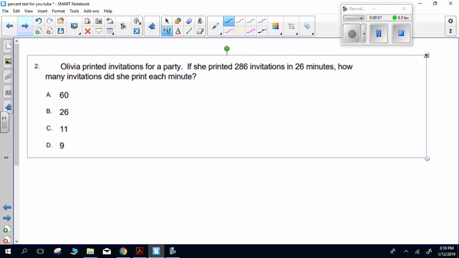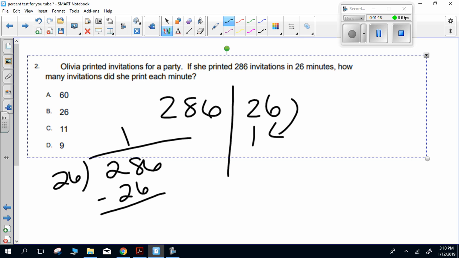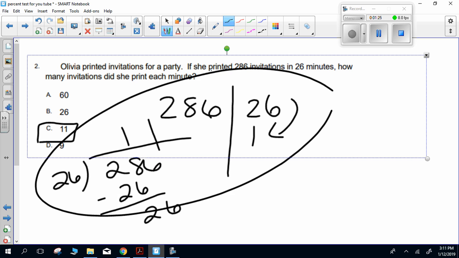Question 2. Olivia printed invitations for a party. If she printed 286 invitations in 26 minutes, how many invitations did she do in each minute? So I'm going to be dividing by 26. So 286 divided by 26 goes 11 times. So she did 11 a minute. Please make sure that you're copying everything on your paper as you go through and do these, not just writing the answer.